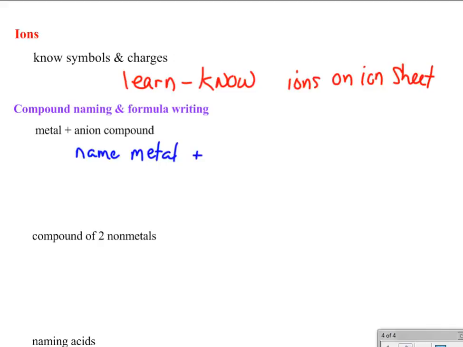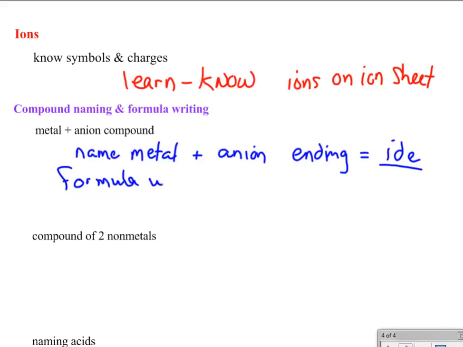When I have a metal combining with a negative ion, and I want to name it, I'm going to name the metal, not change anything, and I'm going to name the anion. If the anion is an element, I need to change the element's name so it ends in -ide. For example, sodium and chlorine give me sodium chloride. If I'm naming a metal and a polyatomic ion, you know the polyatomic ion names already, just put those together. For example, potassium nitrate.